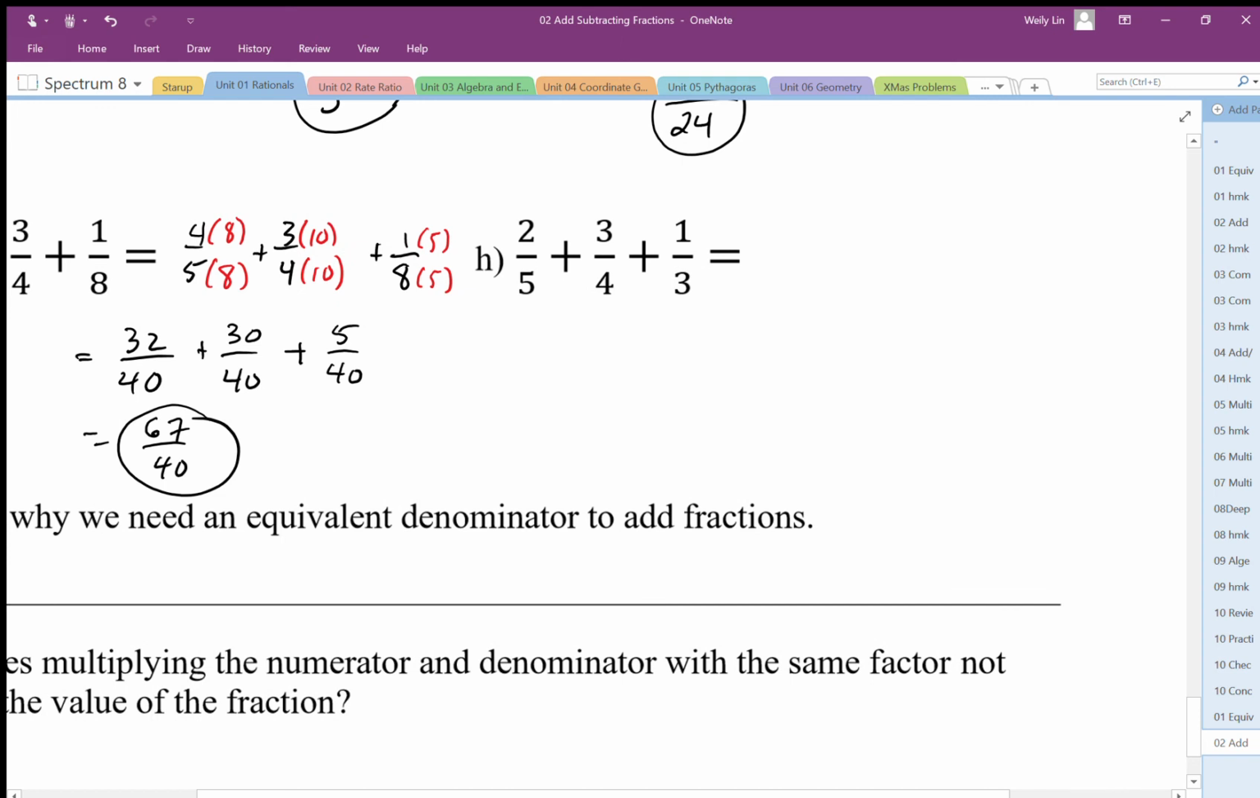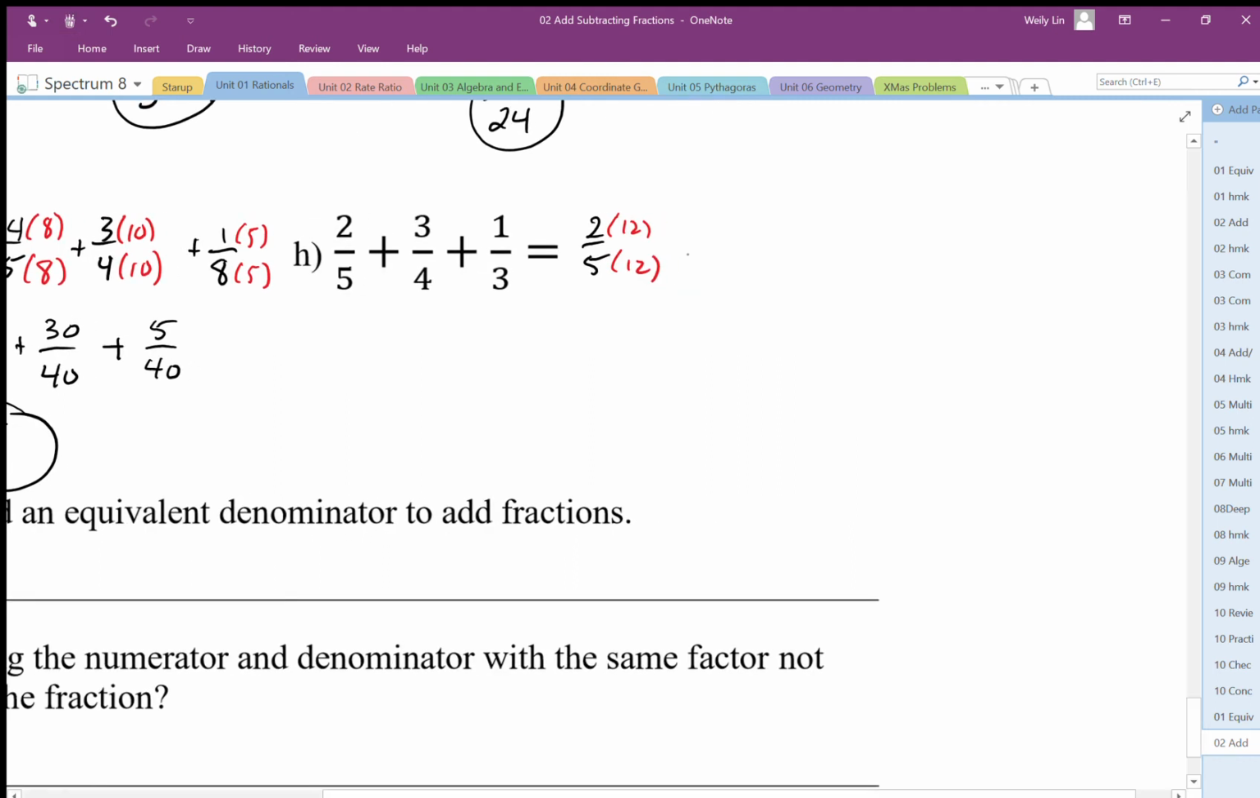The last one here, it doesn't share any common factors, so the common denominator looks to be 60. Okay, so I get 2 over 5. I'm going to times by 4 and times by 3, so I'm going to times by 12. Plus my 3/4 fraction, I'm going to times by 15 on top and bottom, so times by 5 and times by 3.